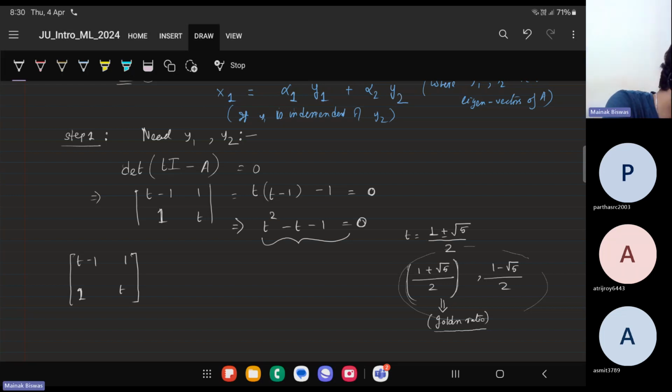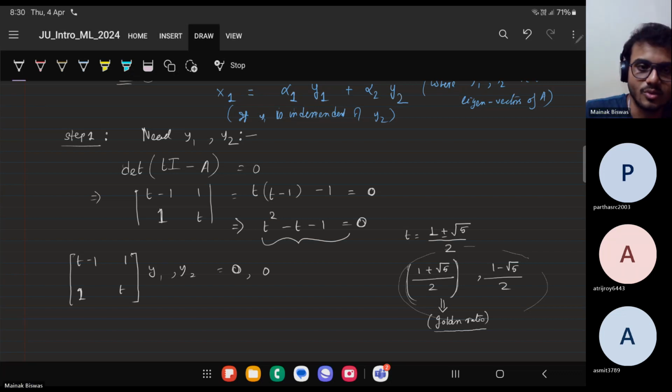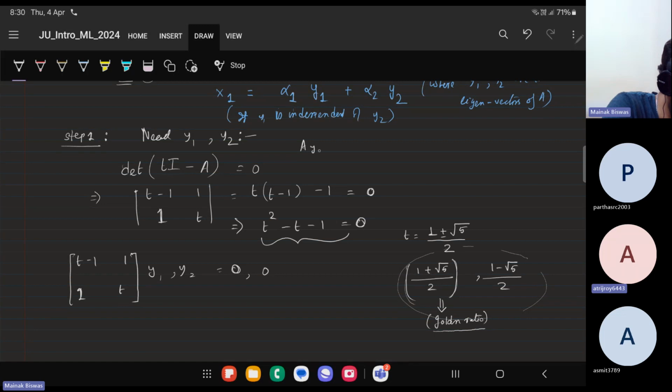So do you agree this should have a null space? So y1 comma y2 will be 0. Both will be 0. Yes or no? Y1 and y2 is in the null space of A minus t. Yes or no? Yes, Ay1 is equal to ty1. So A minus t1 I, y1 is equal to 0.